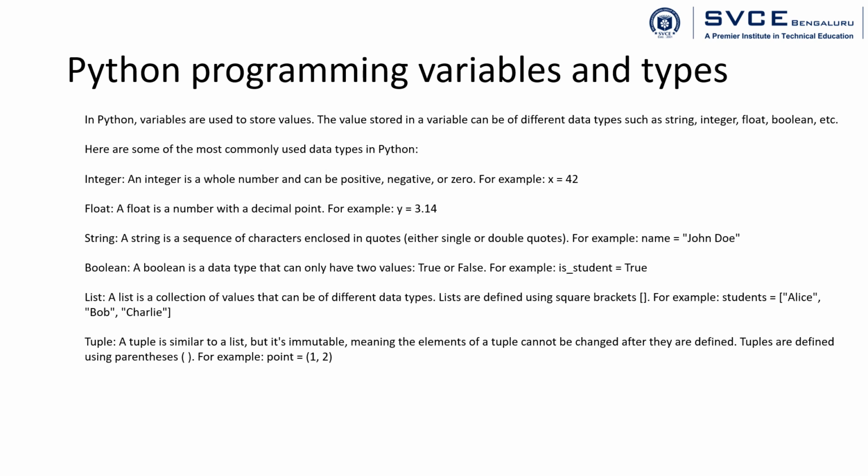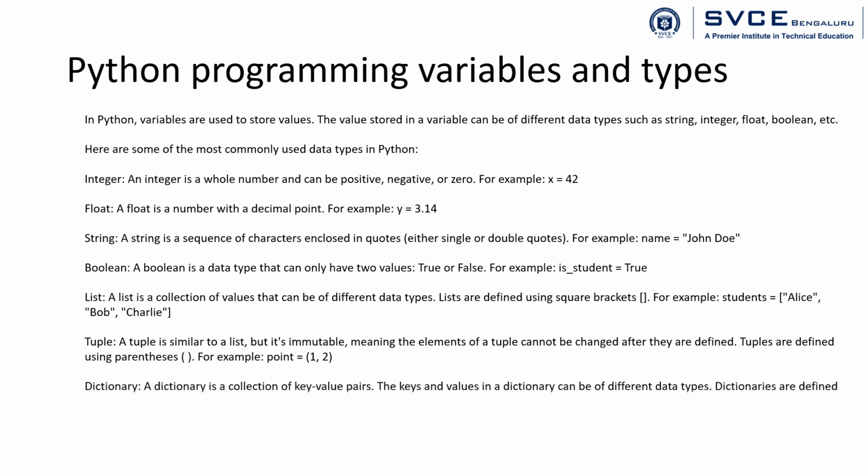Dictionary. A dictionary is a collection of key-value pairs. The keys and values in a dictionary can be of different data types. Dictionaries are defined using curly brackets. For example, person = {"name": "Jane", "age": 30}.